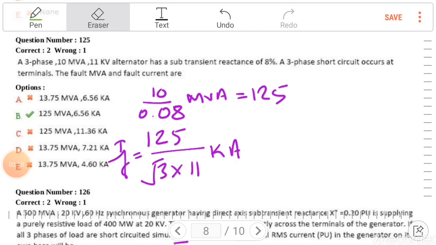In the next question, a 3-phase 10 MVA 11 kV alternator has sub-transient reactance of 8%. The 3-phase short circuit occurs at the terminals. Fault MVA will be base MVA 10 divided by per unit reactance 0.08, which is equal to 125 MVA. Fault current will be fault MVA divided by root 3 into the base kV, which is 11 kV, so it will be in kiloamperes. Answer is 6.56 kiloampere. Option B is correct.